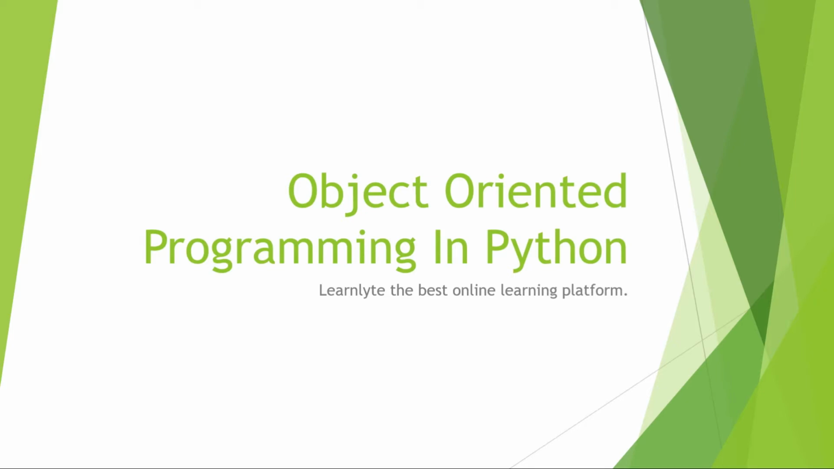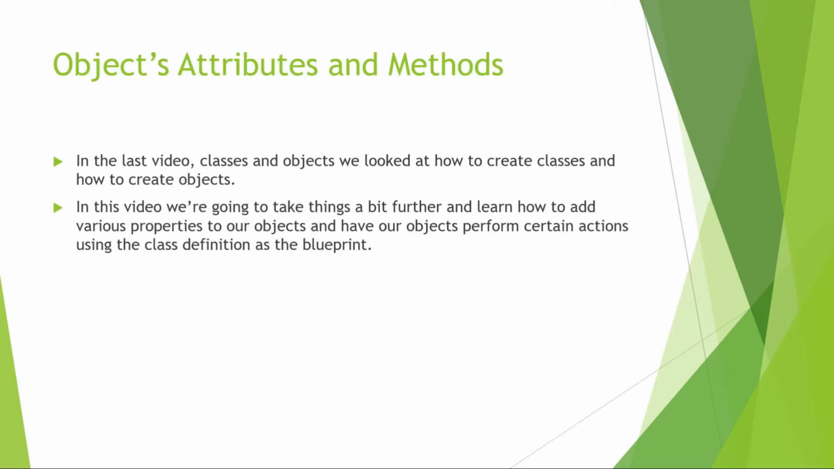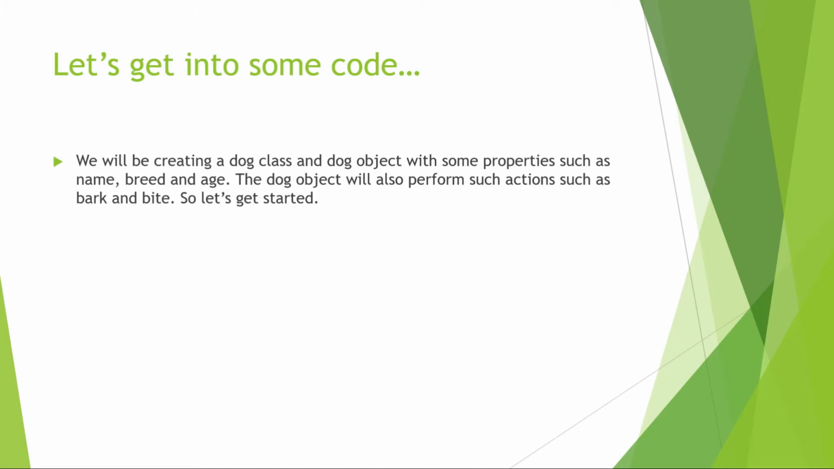So let's continue. In the last video, classes and objects, we looked at how to create classes and how to create objects. In this video, we're going to take things a bit further and learn how to add various properties to our objects and have our objects perform certain actions using the class definition as the blueprint. So let's get into some code.